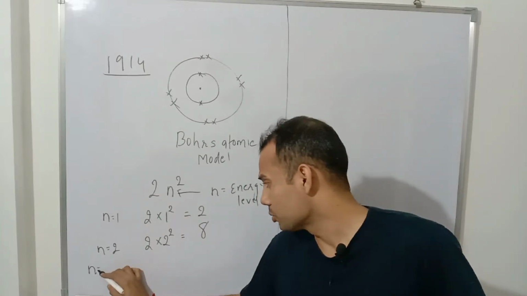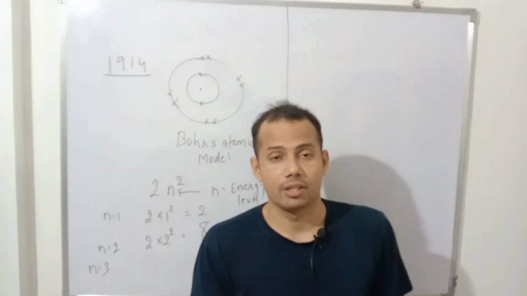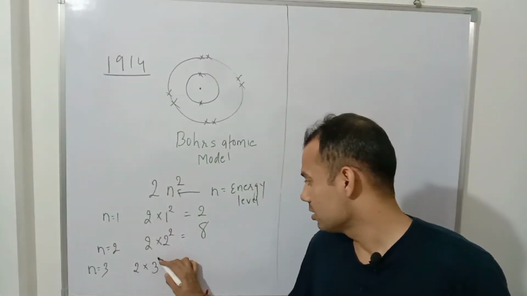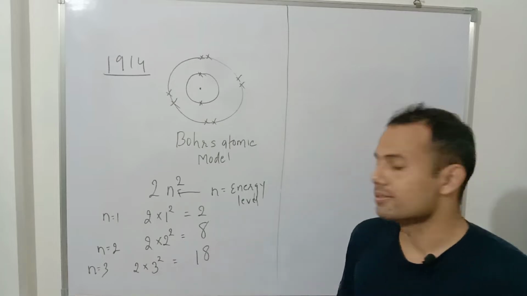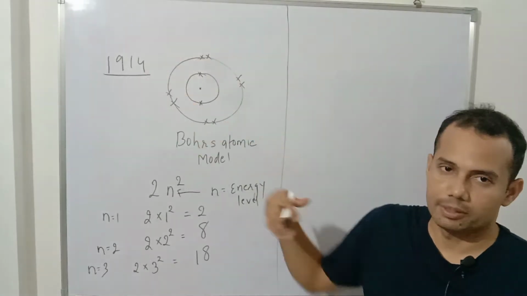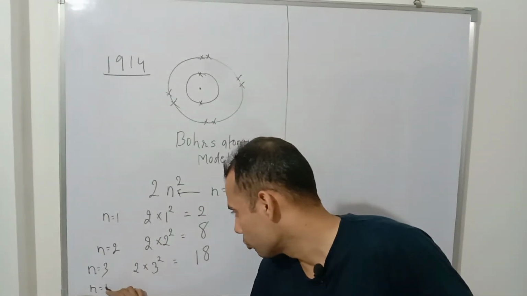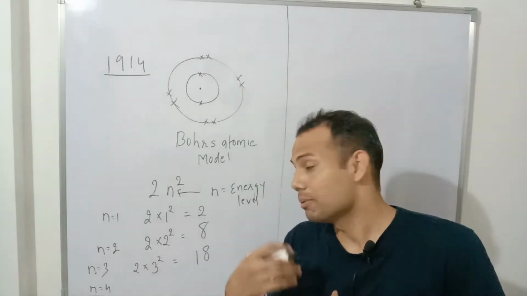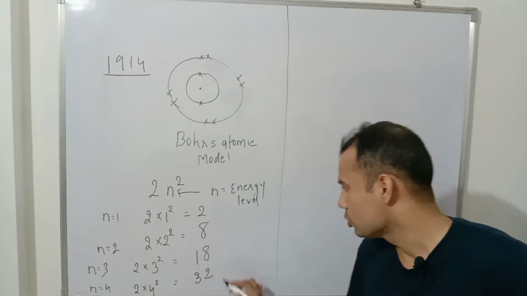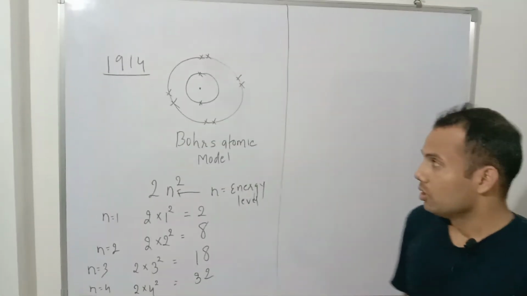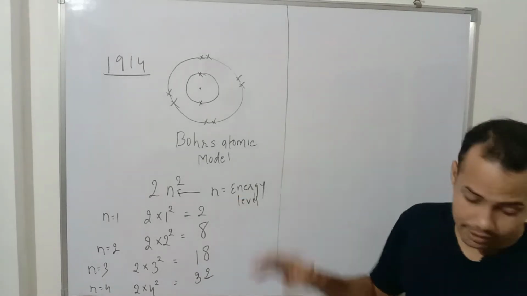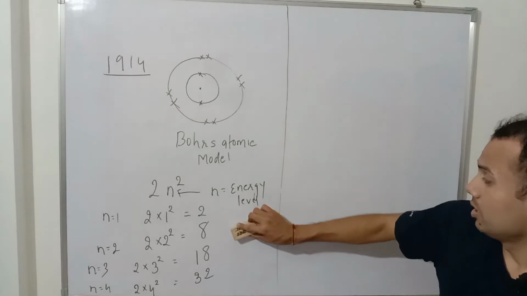Right? Now let me move to n equal to 3, meaning the third orbit or third energy level. So it becomes 2 into 3 squared, that is 18. Similarly, the next orbit. Now if I take n equal to 4, the main energy level 4, then 2 into 4 squared, so it comes to 32. So these are the electrons that can occupy the main energy levels.